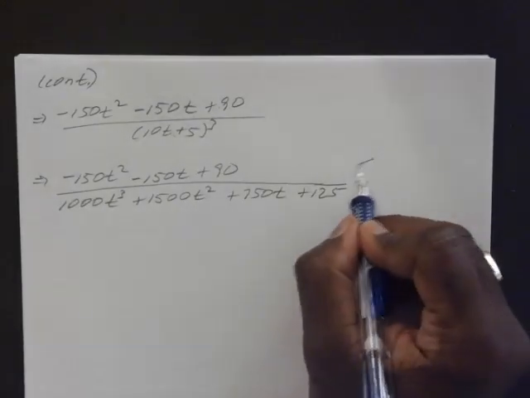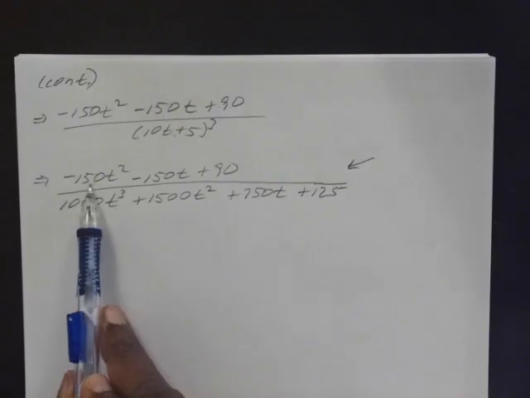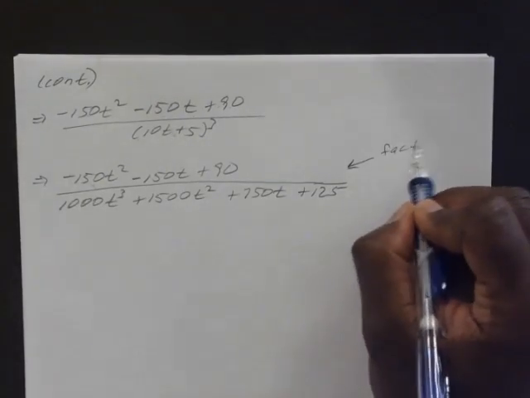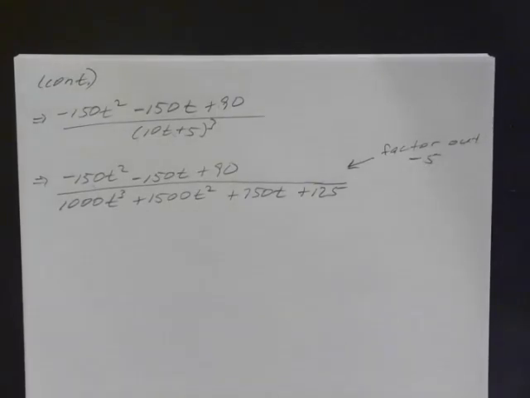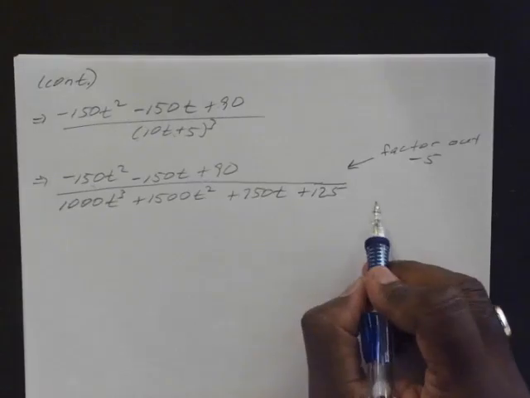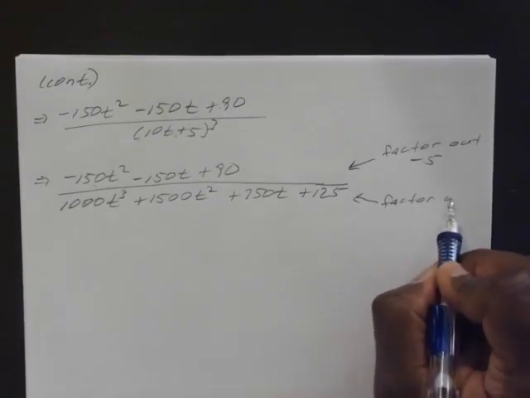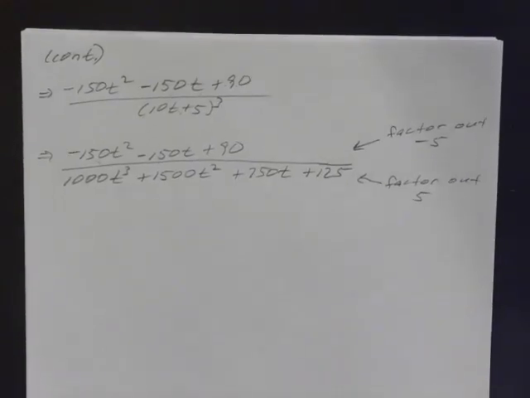Okay, so on the numerator and denominator, we could factor out a 5, but just to have this first term positive, I'll factor out a negative 5 from the numerator and a positive 5 from the denominator. Like I said, for no other reason than to have that first term positive.